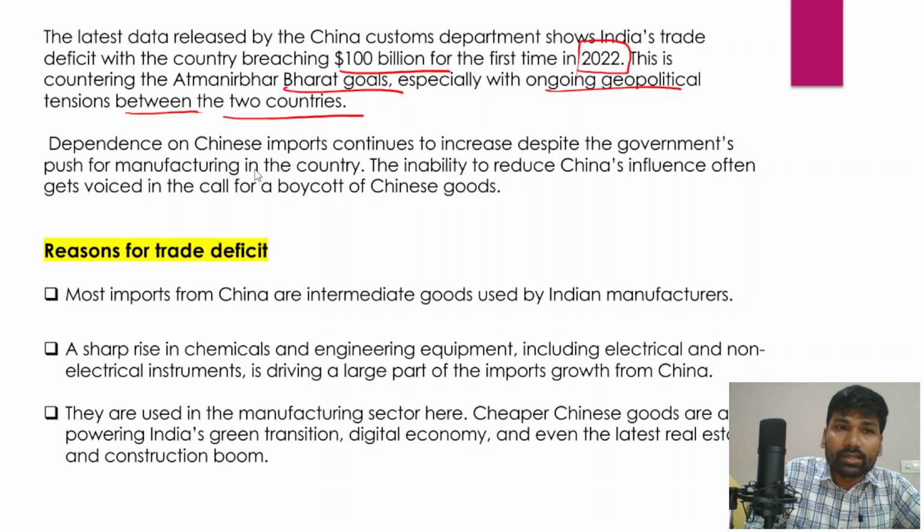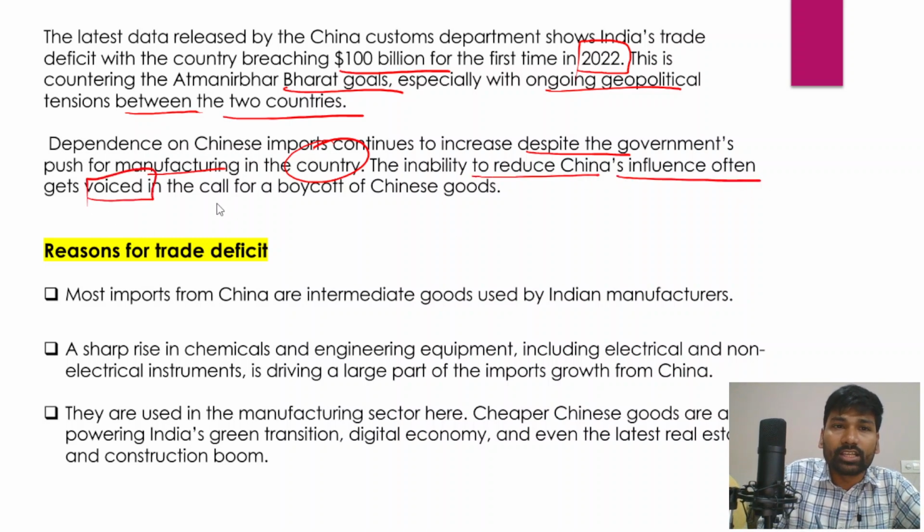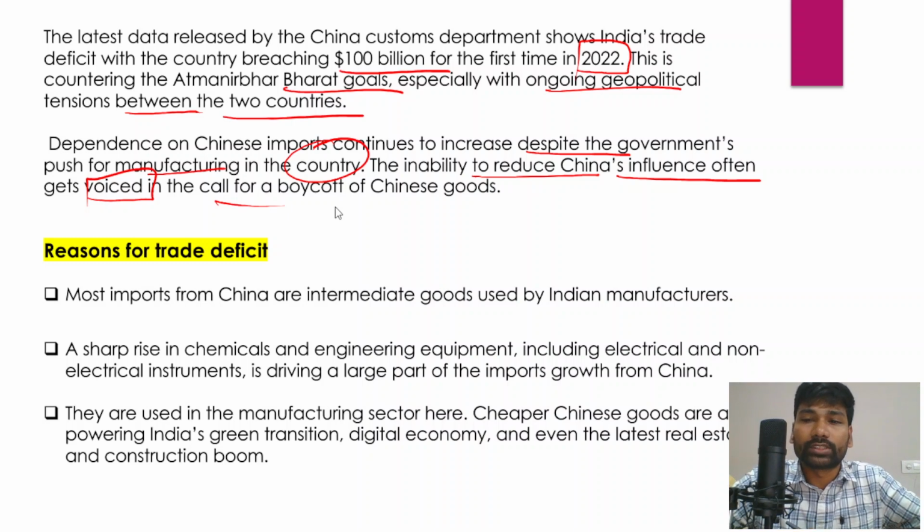And dependence on Chinese imports continues to increase despite the government's push for manufacturing in the country, and also the inability to reduce China's influence often gets voiced in the call for boycott of Chinese goods. Right, so overall we could say that there is a huge trade deficit between India and China, and this trade deficit continues to increase.